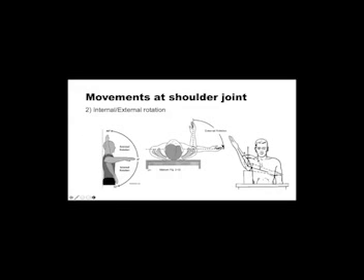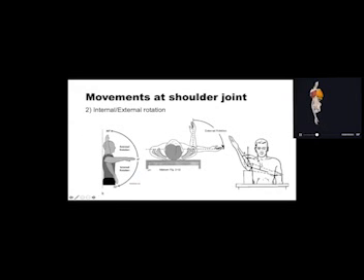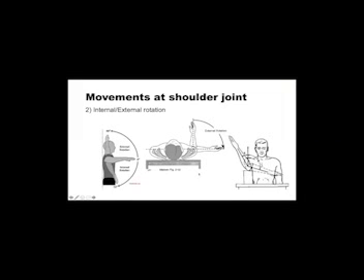The next movement at the shoulder joint is internal and external rotation. The rotational movement could happen at 0 degrees of shoulder abduction, like your arm resting. The external rotation is bringing your hand towards your back, through the spine, and internal rotation is the opposite, bringing your hand towards your abdomen, your belly button.